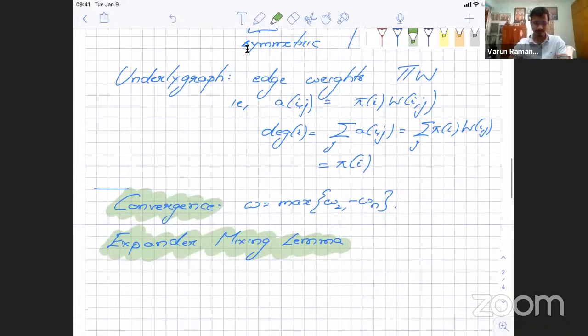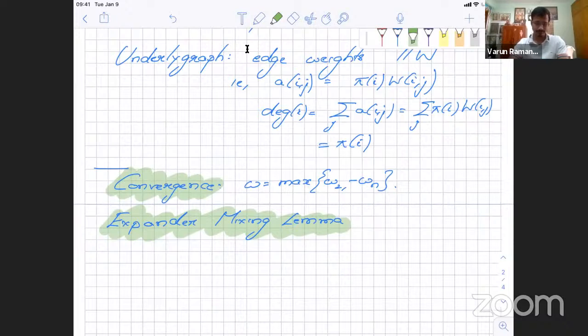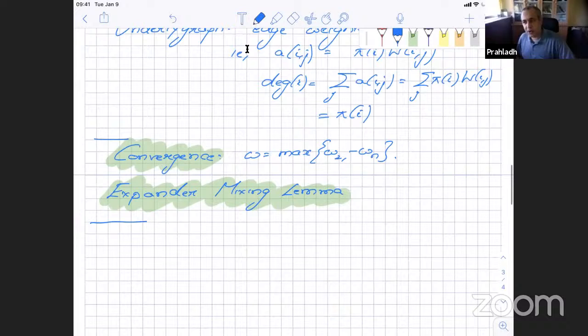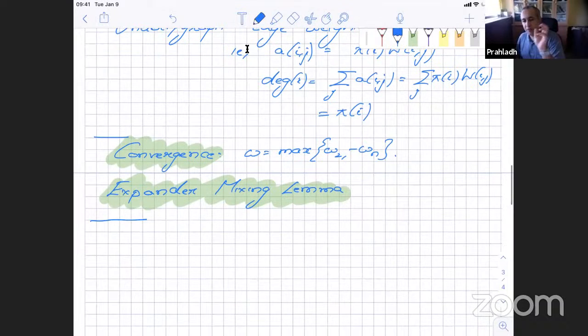So, the expander mixing lemma. We didn't define expanders. Hopefully, an expander is something in which omega is bounded away from 1, something like 1 by 2 or 1 by 3. We didn't do it, but we saw what's called the expander mixing lemma. It talks about taking a random edge in the graph, and two functions f and g on the vertices of the graph. You could ask for two quantities.